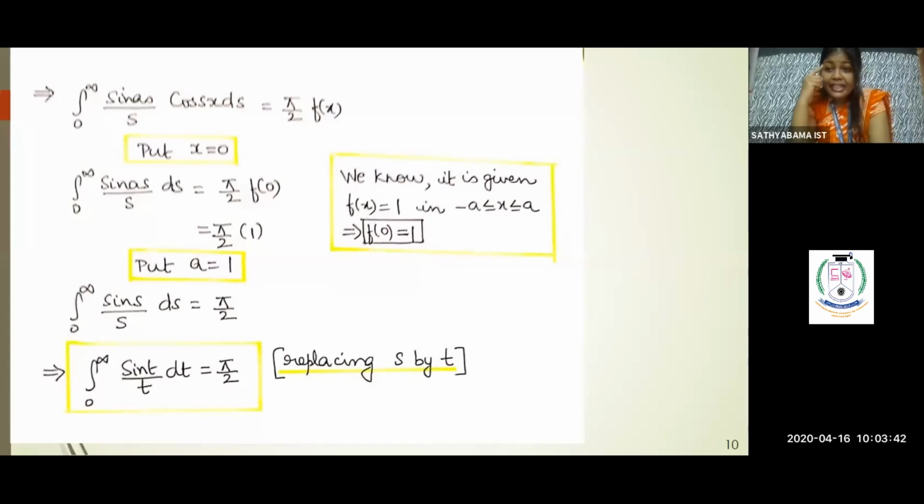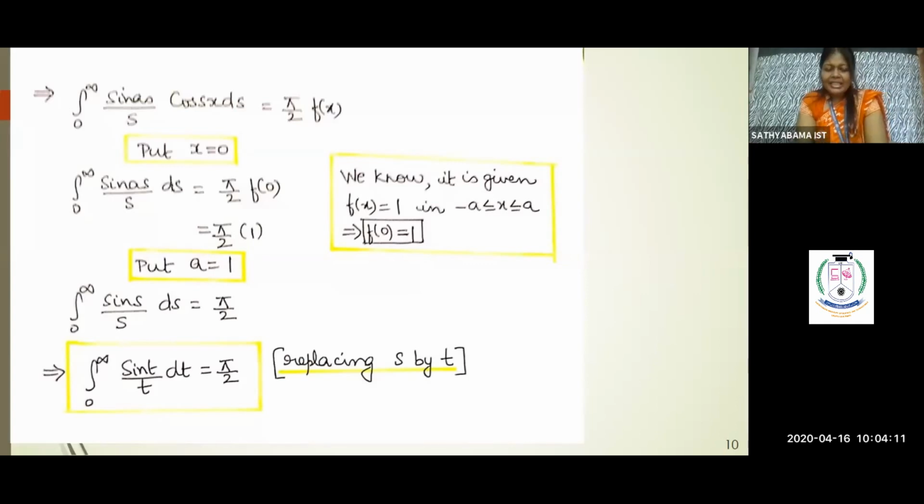Now what should we find? We should find integral sine t by t, right? So I don't need that a here in the left hand side. So what will I do? I will put a equal to 1. Okay. So putting a equal to 1, I get integral 0 to infinity sine s by s ds equal to pi by 2. Okay, but what do we need? We need sine t by t. That's what the question says. So simply replace s by t. Now that is perfectly allowed, isn't it? Simply replace s by t.